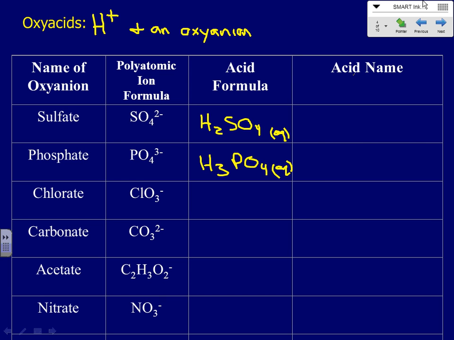1. This is becoming really obvious, right? Good. That's a good thing. HClO3 aqueous. Carbonate is going to get 2 H's. H2CO3 aqueous. Acetate is going to get 1 H.